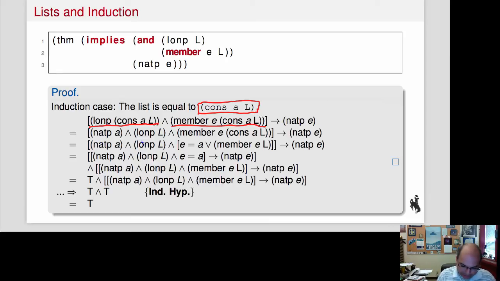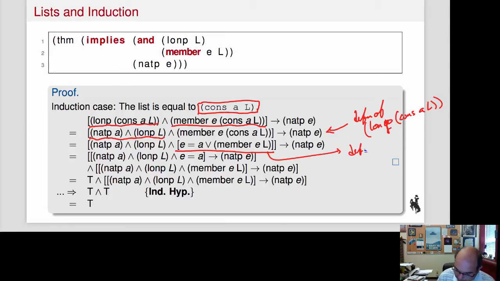We say that A is a natural P and lonp P of L, right? This is actually just the definition of lonp P, and the term I'm looking at is lonp P of cons L. So by opening that up using the definition of lonp P, we now know that A is a natural number and that L is a list of natural numbers. Now let's look at the definition of member, and we get this, which is just the definition of member.